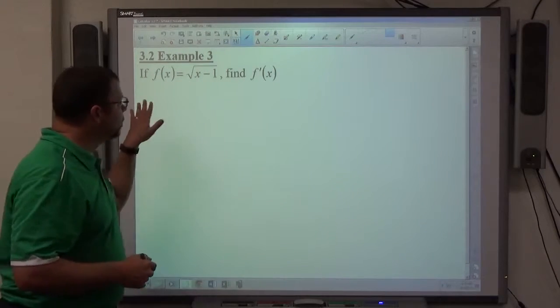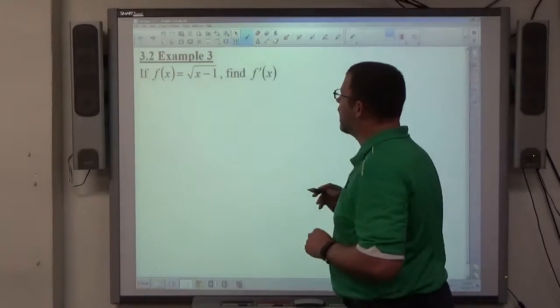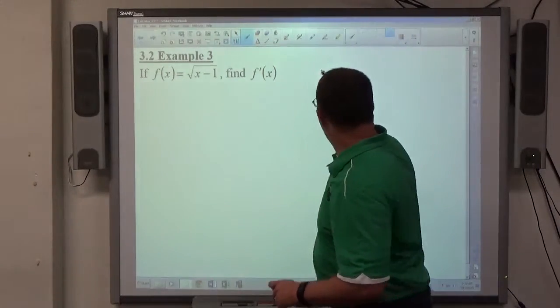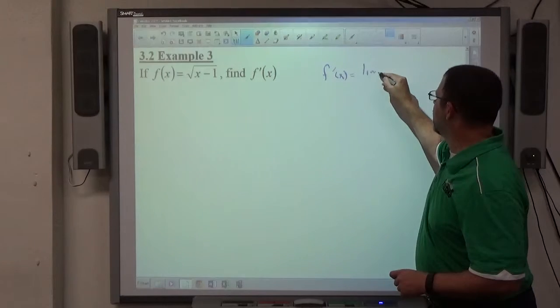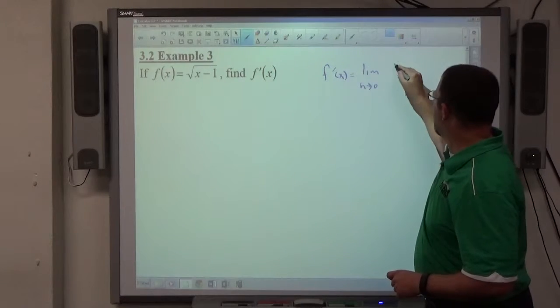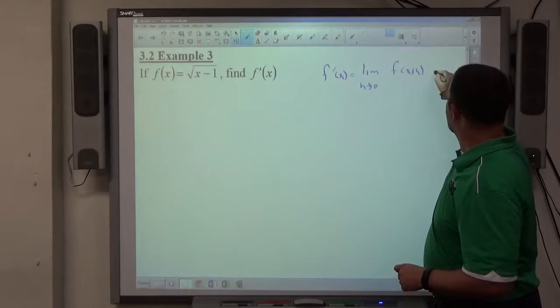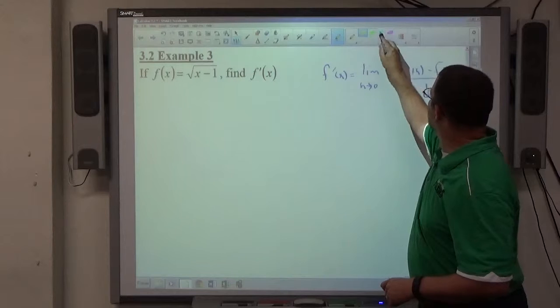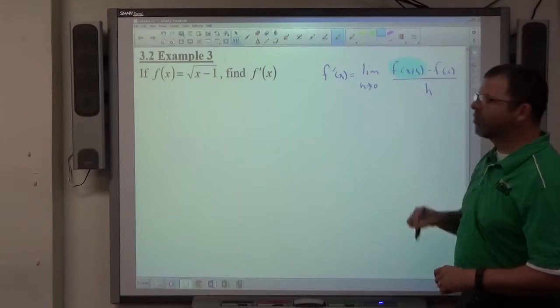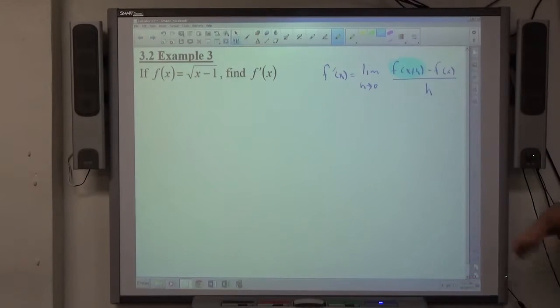But f of x equals the square root of x minus 1. Find f prime of x. We're still using our f prime of x definition of derivative, which says limit as h is approaching 0 of f of x plus h minus f of x all over h. My key to doing this is I have to figure out what f of x plus h looks like, because everything else is already there. F of x is a function, h is h.